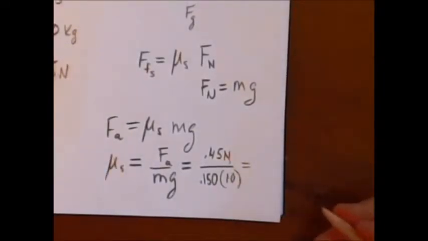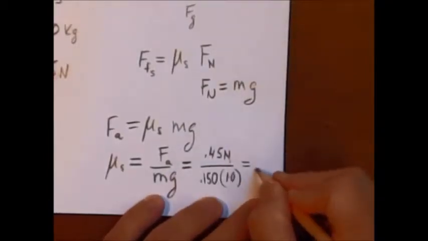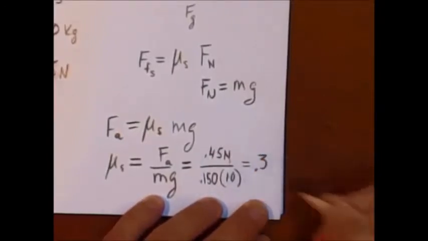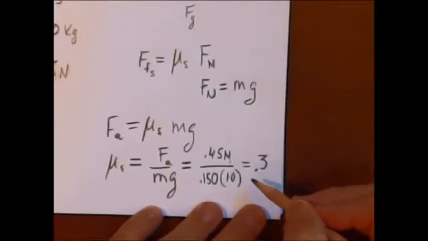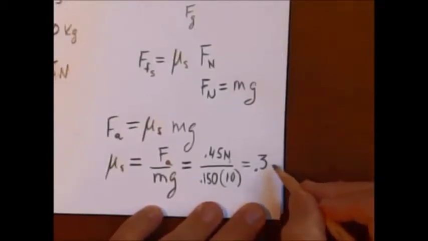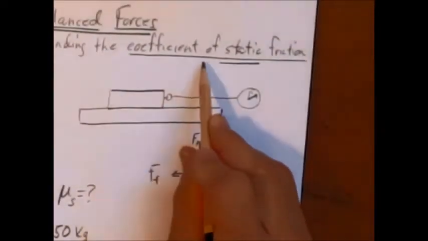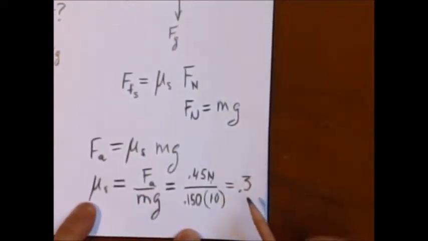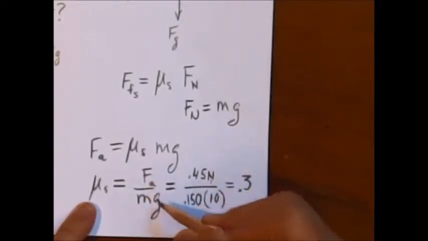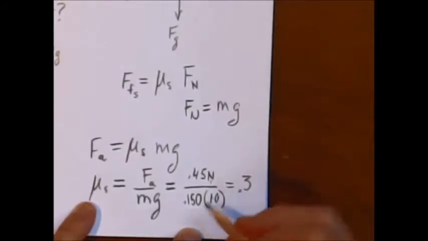So, if I do my math right, then I find that the coefficient of static friction for wood on wood is 0.3. It's important to note a couple of things here. First of all, we are looking for the coefficient of static friction. That is a unitless value, because at this point we are dividing newtons by newtons, and so this is a unitless value.